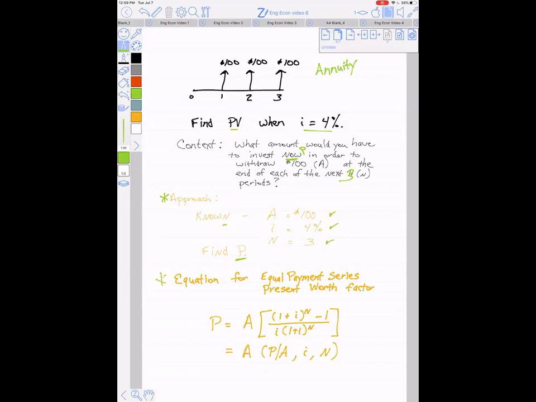If you like the equations, here is the equation to use to find P for an equal payment series present worth factor. If you like the equation, there it is. Again, the interest table has calculated that for various interest rates and time periods, and this will be a factor on the interest table. So this and this are the same. In either case, you multiply what's in the brackets there by the dollar amount of the annuity to find the present value of that annuity.